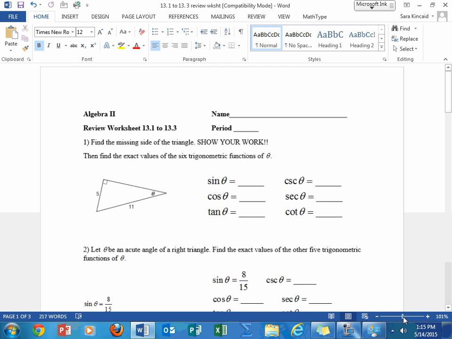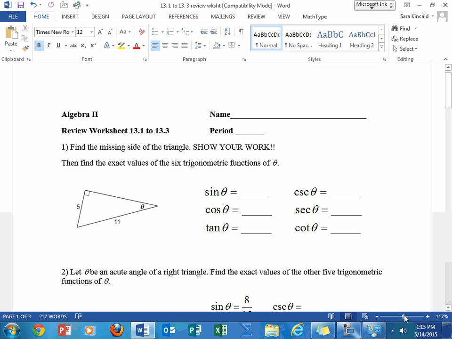It won't hurt my feelings any. You can do what you need to do, but basically here's how we can work through these problems. So this is a review worksheet. Your test is going to be similar to this. We need to start here by finding the exact values of the 6 trig functions of theta. So you notice the theta here in the diagram.